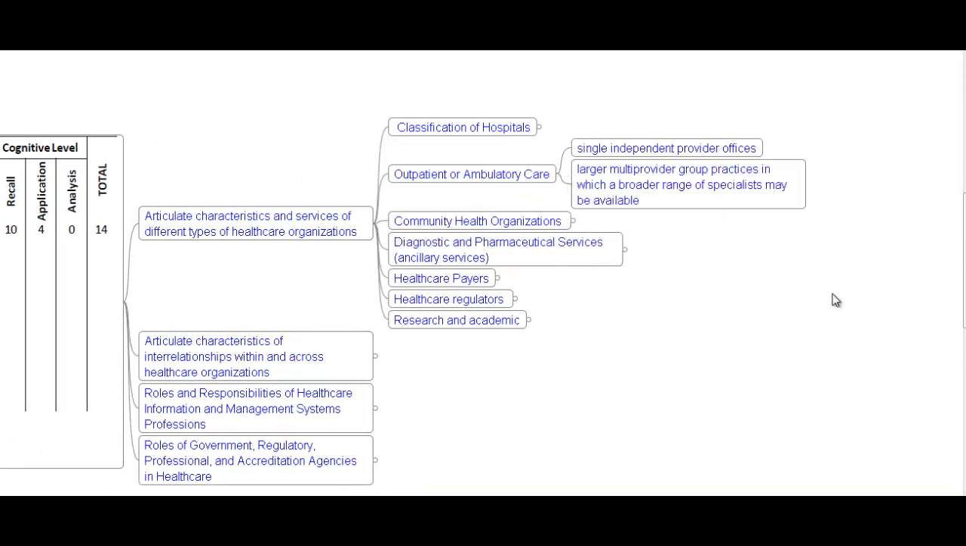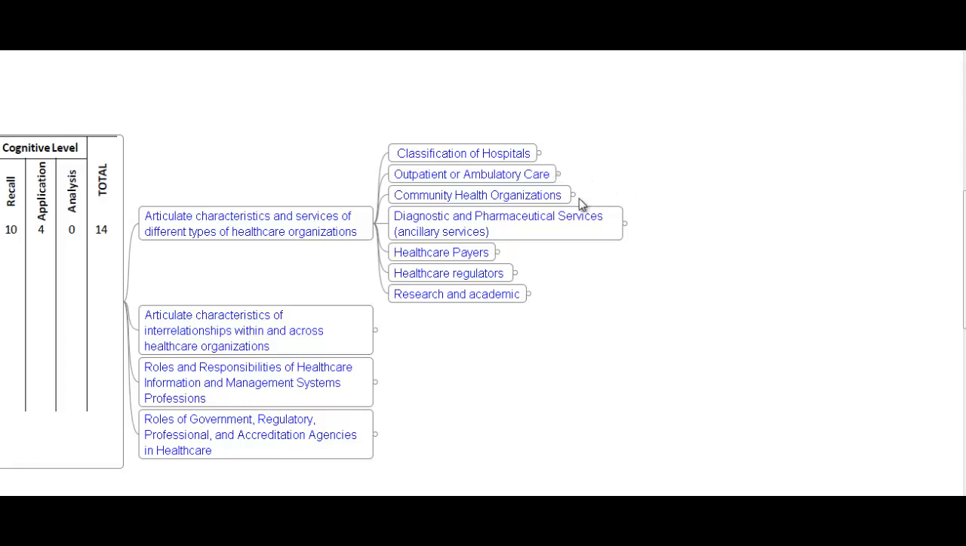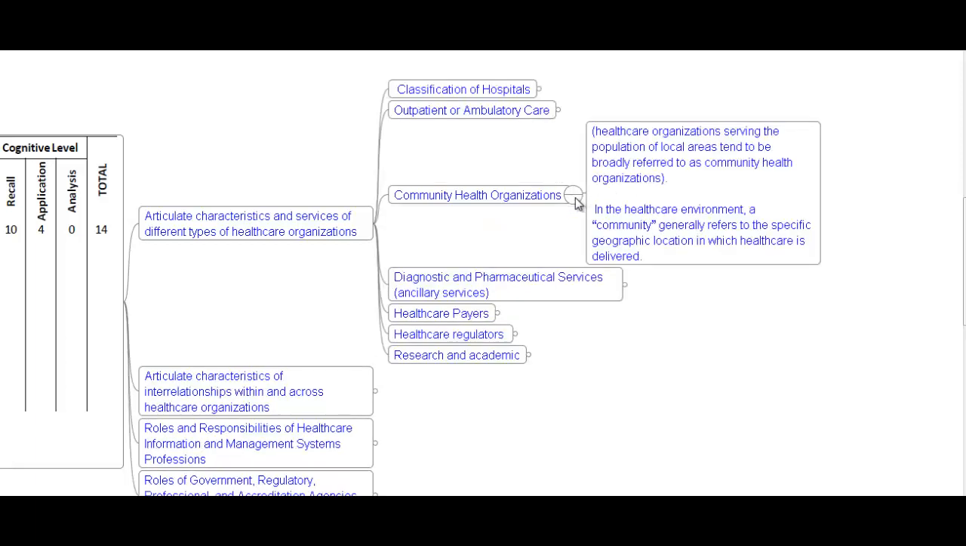Single independent provider office and larger multi-provider group practice in which a broader range of specialists may be available. Now we'll see the next topic, that is community health organizations. Community health organizations tend to focus on geographical areas. Healthcare organizations serving the population of local areas tend to be broadly referred to as community health organizations. In the healthcare environment, a community generally refers to a specific geographic location in which healthcare is delivered.